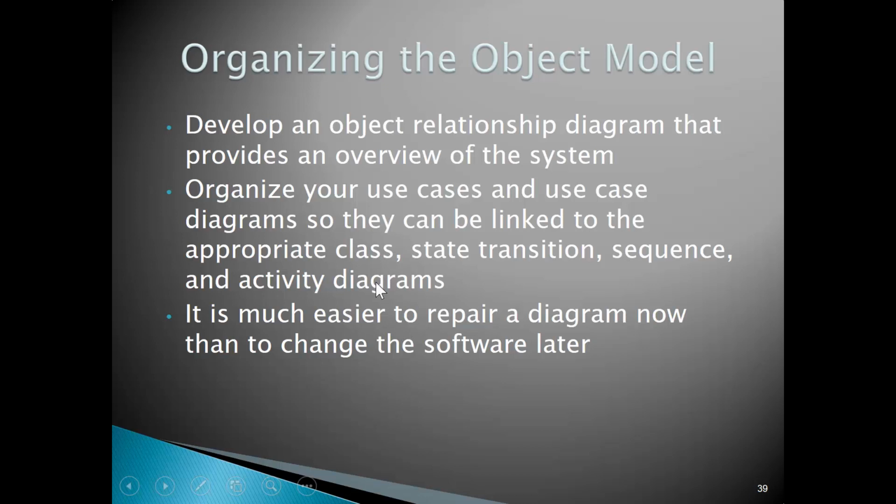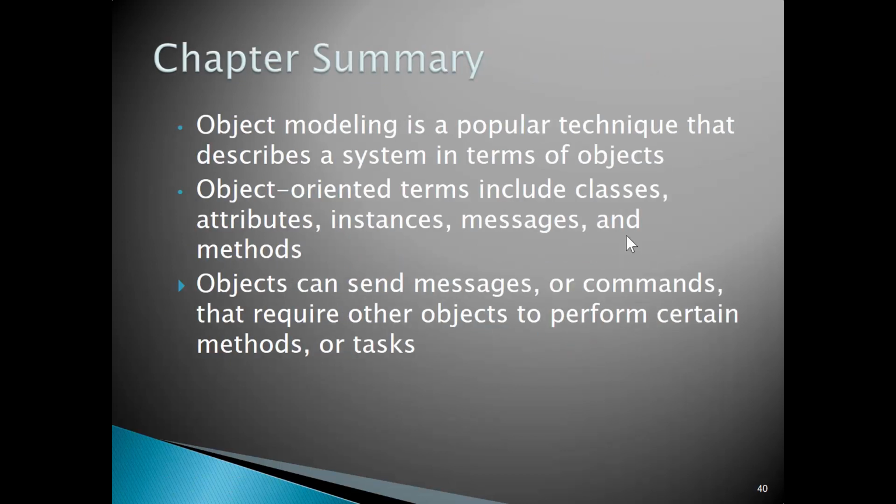Sometimes they're one-to-one entities, sometimes they're multiple. So it's much easier to repair a diagram now than change the software later. That's why we create these, folks: we can take this back out to the end user, back out to managers and say, this is what we understood the process to be. Is this correct? Because if we build software based on a bad process, all we're going to do is make that bad process worse. Or as I like to say, make that bad process faster.